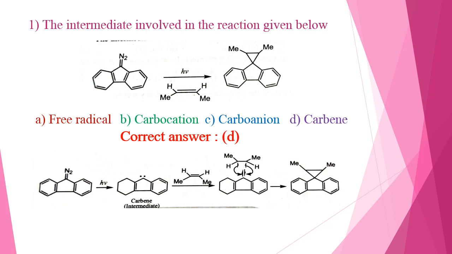Now we are going to discuss the answers for these questions. Question number 1. The intermediate involved in the reaction given below. It is a photochemical reaction. In this, the first step is the removal of N2, which leads to the formation of carbene, the intermediate. After that, alkene is added, and you will get the product. Therefore, the carbene is the intermediate during the course of the reaction. The correct answer is D.